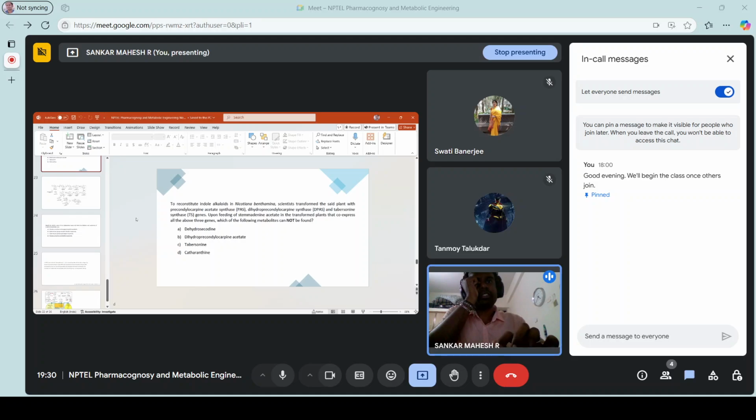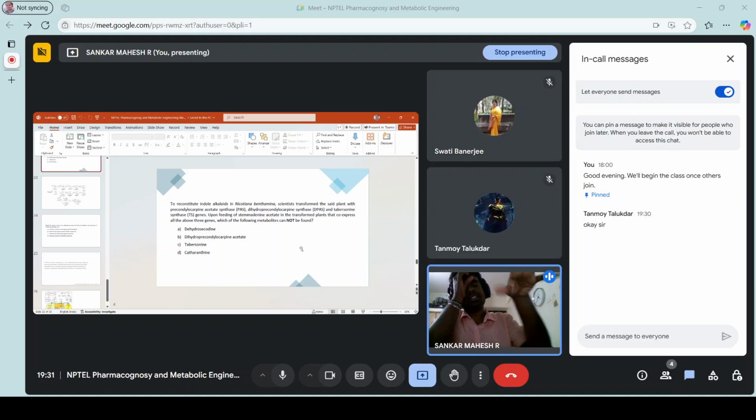So the next question is: to reconstitute the indole alkaloids in Nicotiana benthamiana, scientists transformed the said plant with PAS, DPAS, and tabersonin synthase genes. Upon feeding stemmadenine acetate in the transformed plants that co-express these three genes, which of the following metabolites cannot be formed? Dehydrosecodine, dihydroprecondylocarpine acetate, tabersonin, and catharanthine.